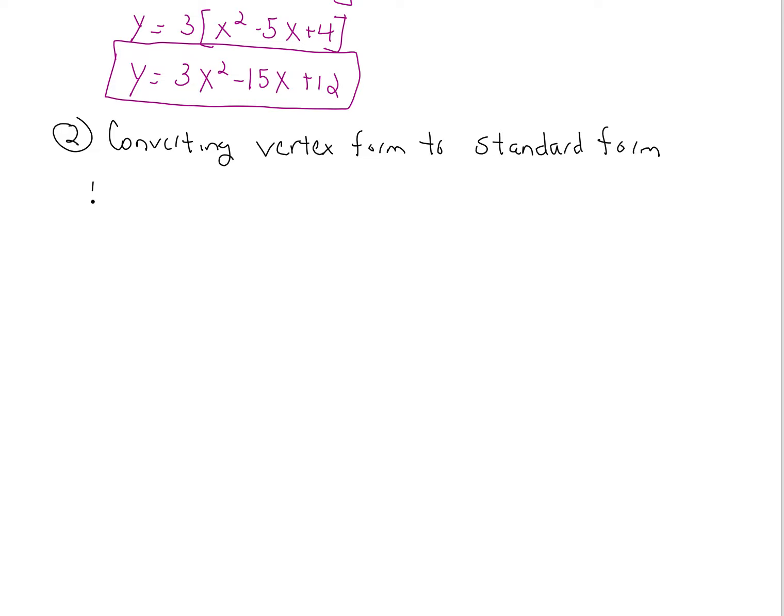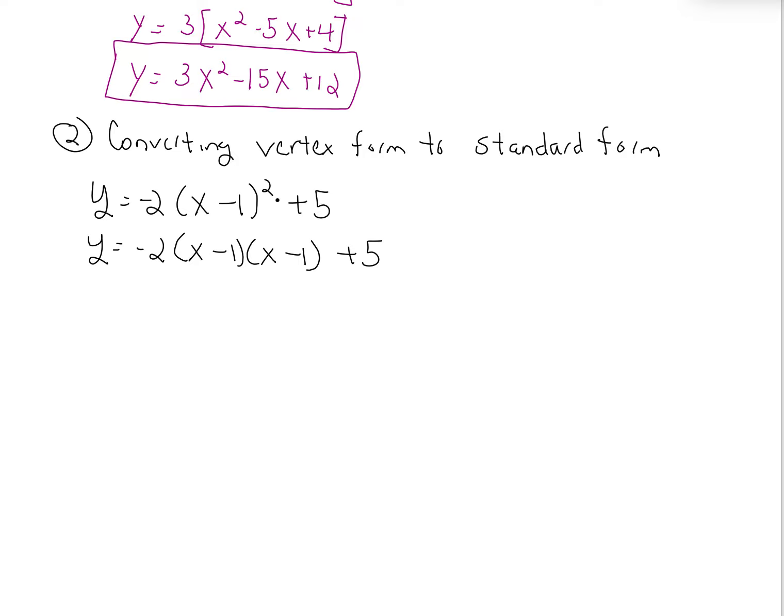All right, let's say we have the equation y equals negative 2 times x minus 1 squared plus 5. So this is an equation in vertex form, vertex of 1, 5, and we have an a of negative 2. So to write this in standard form, first thing I realize is when I have x minus 1 quantity squared, that means I have x minus 1 times x minus 1. So I'm going to replace this x minus 1 squared with x minus 1 times x minus 1.